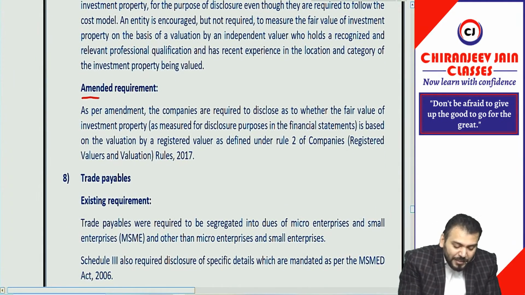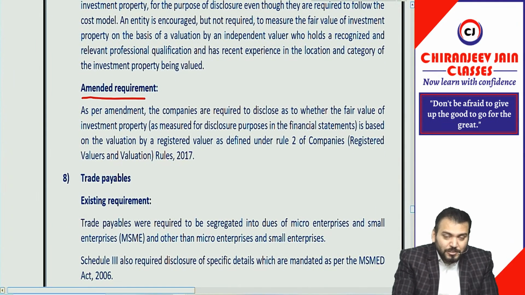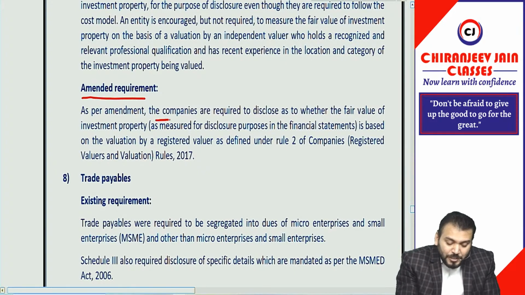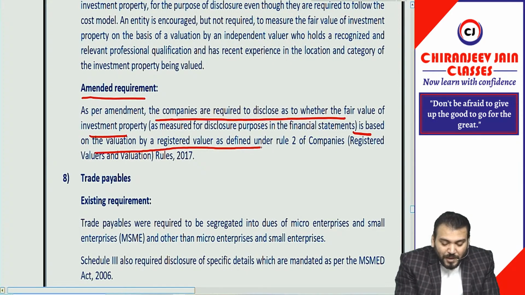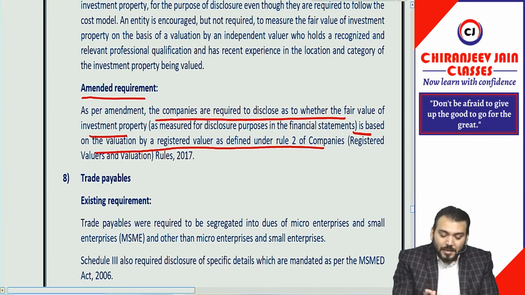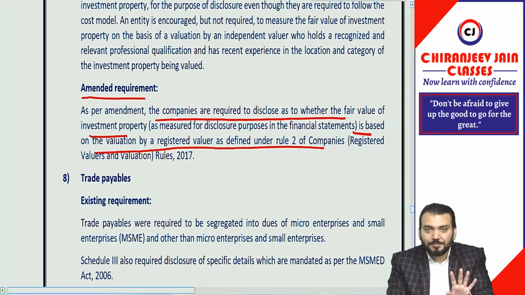Now, as per the amended requirement under Schedule 3 Division 2, they have added that companies are required to disclose whether the fair value of investment property is based on a valuation by a registered valuer as defined in Rule 2 of the Companies Rules 2017. Got it?